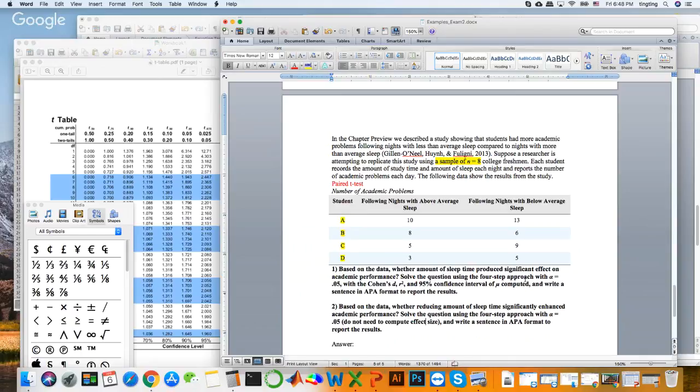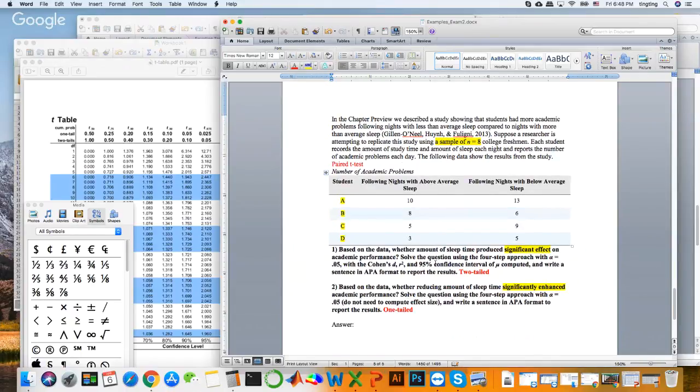Okay, so let's take a look at the questions. Similarly, just to identify the keywords, other parts are the same. Here, because it's a non-directional question, let's do a 2-tailed test. Because here it's a directional question, let's do a 1-tailed test. Okay, let's get started.